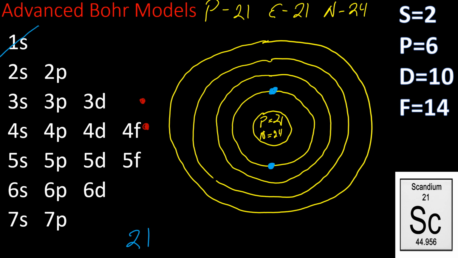So we have our first 2 in the first shell. I'm going to mark out 21 because I don't have 21 anymore. I have 19 electrons remaining. And I'm going to go at an angle and do 2s. So second shell, I have 1, 2. So once again, s means 2.